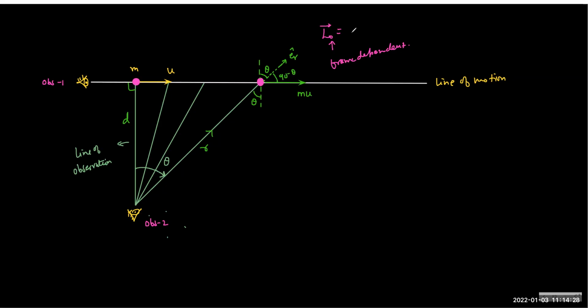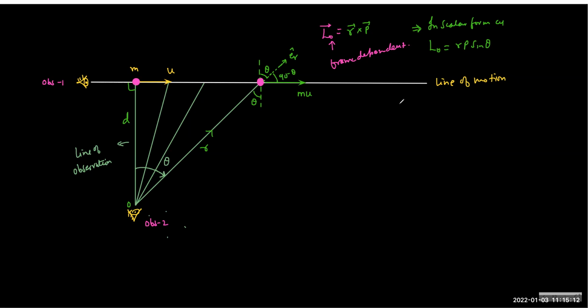By definition, the angular momentum of this particle associated with the point O is r cross p. This is by definition. And this we can write in scalar form as L_O equals r p sine theta, where this is by the definition of cross product. So L_O is r p sine theta.